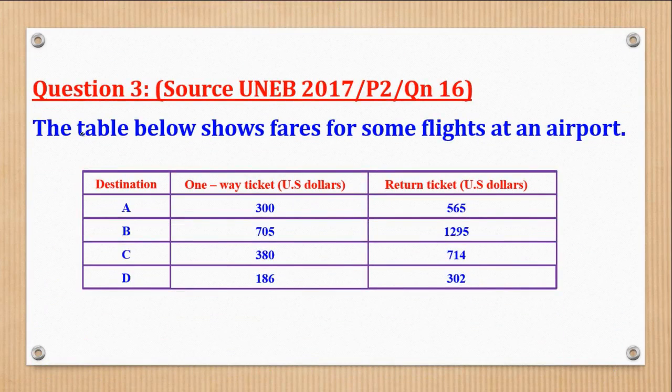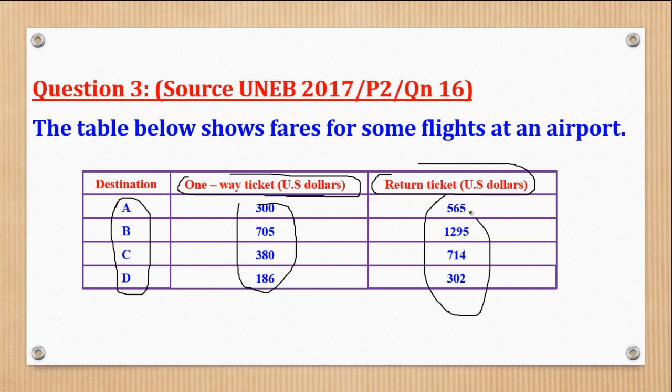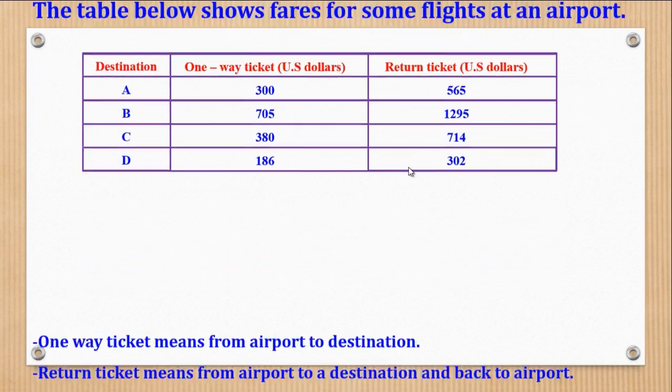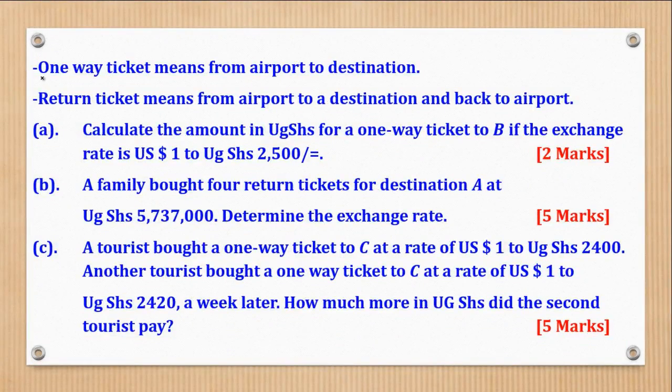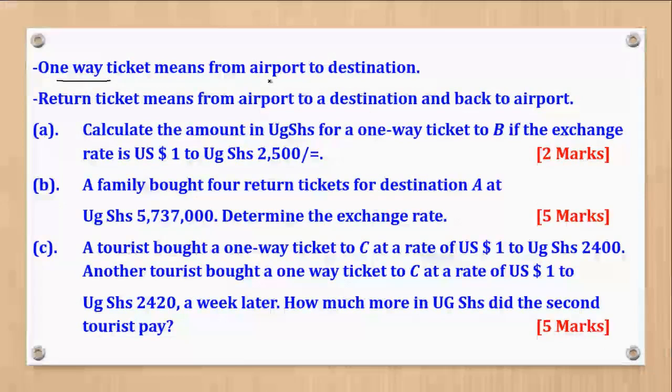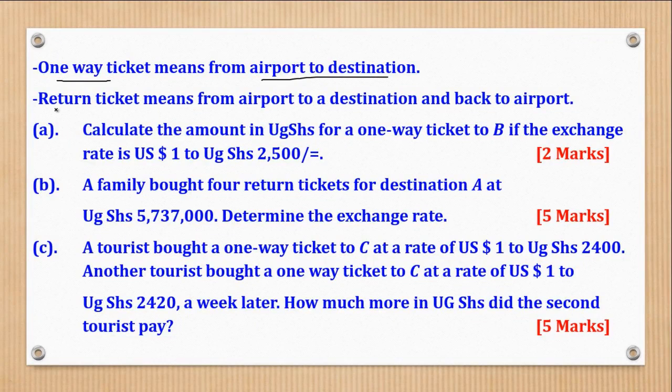Now we shall go to question 3. Question 3 says the table below shows fares for some flights at an airport. So these are the fares. There are 4 destinations, A, B, C, and D. We have the fares for a one-way ticket in US dollars, these ones. Then fares for the return ticket in US dollars are these ones. So here they told us that a one-way ticket means from airport to destination. Then a return ticket means from airport to destination and back to airport.